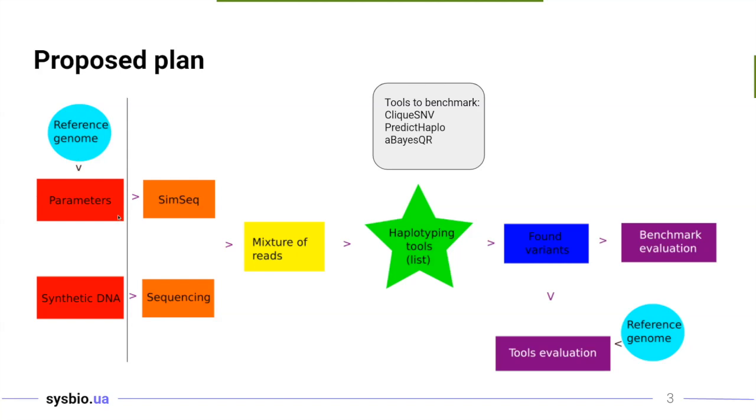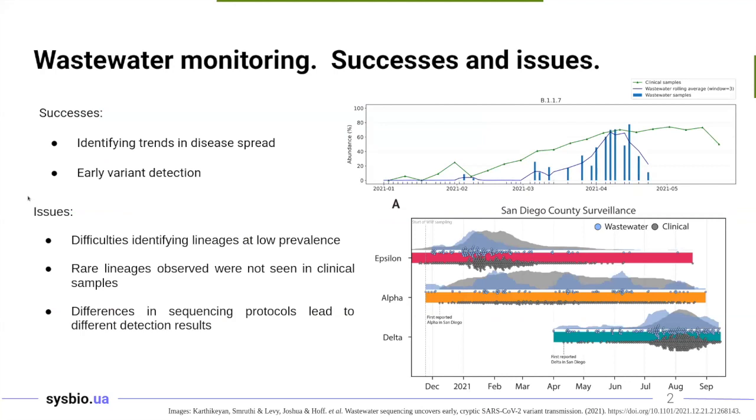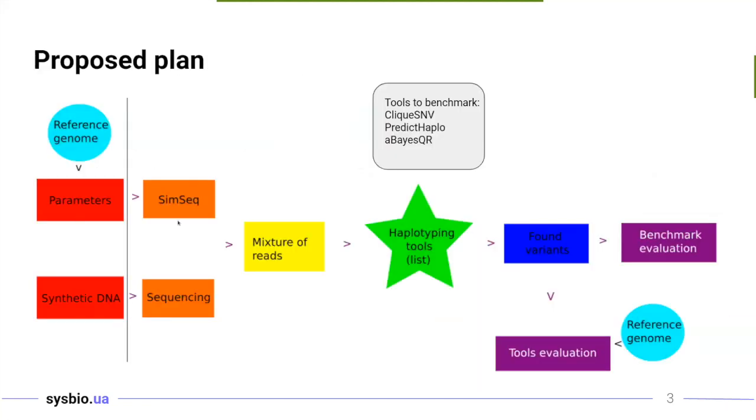And these error databases are specific to sequencers. There are different sequencing technologies, and as we said earlier, differences in sequencing protocol lead to different detection results. So we're focusing on a few sequencing technologies.